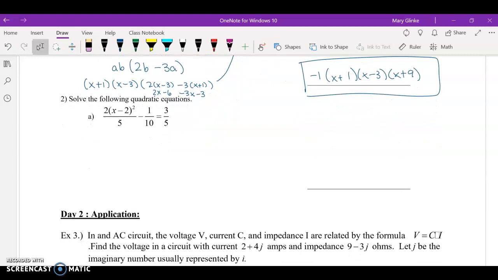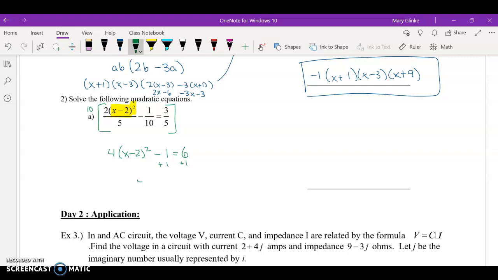For number 2, we want to solve this. When I look at this, I notice that there's this squared term, so I want to get that squared term by itself. I don't really like looking at these fractions, so I'm going to multiply everything by 10 to clear the fractions. So this first expression, 10 times 2 is 20. When I divide that by 5, I get 4. 10 times 1 over 10 is just 1. And 10 times 3 divided by 5 becomes 6.